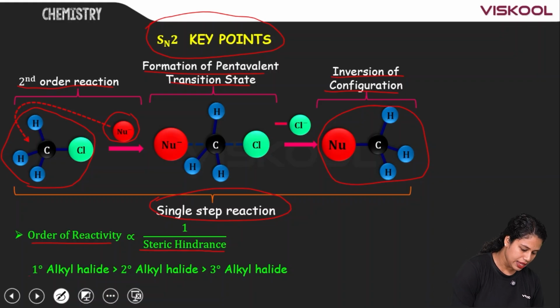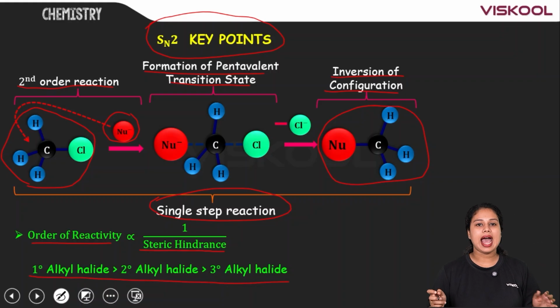Therefore, the order of reactivity is that a primary alkyl halide is more reactive when compared with the secondary, which is more reactive when compared with the tertiary. So, as the hindrance increases, the order of reactivity decreases. Therefore, primary alkyl halides have the greater reactivity in the case of substitution nucleophilic bimolecular reactions, or SN2 reactions.